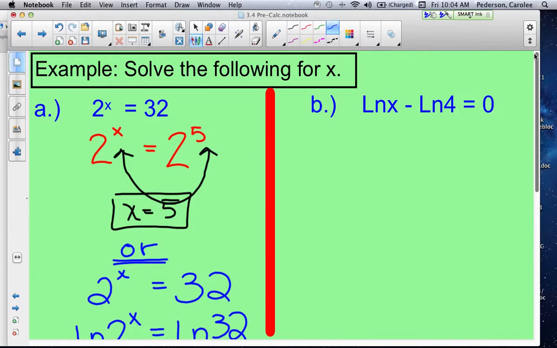All right, so let's go up to this one, question B. The natural log of x minus the natural log of 4 equals 0. How do we solve for x?